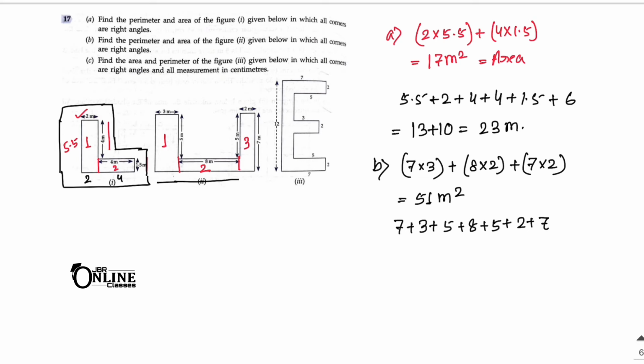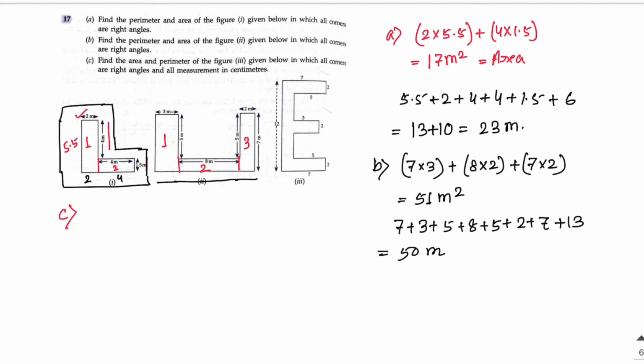So 8, 3, 11, and then 2. So 13. So plus 13. Okay. So now if you add this one, so 7 plus 3 it's 10, 10 plus 5 15, then 15 plus 8 it's 23. Okay, 23 plus 5 28, 30, 37, and then after that 37 plus 13, and that equal to 50. So 50 meter is the perimeter.